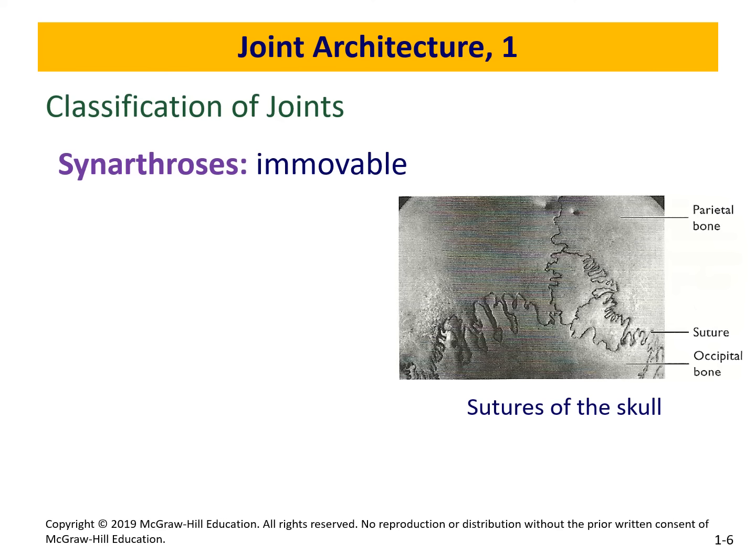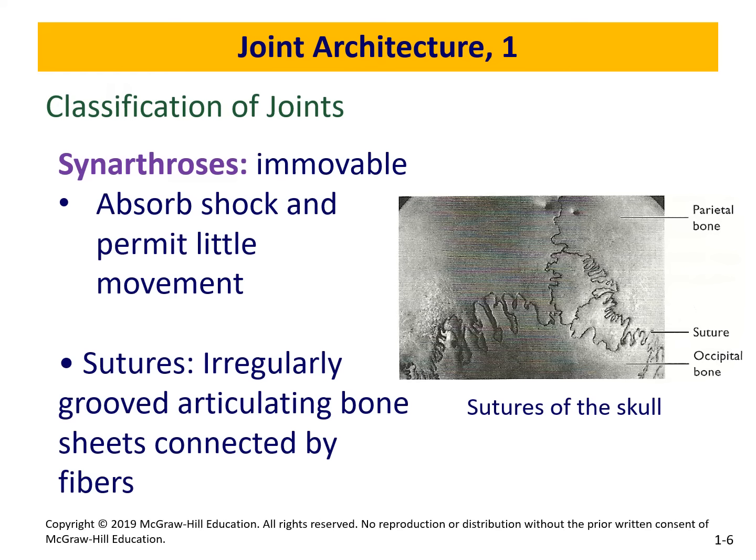We have different classifications of joints. So the first one is the synarthrosis. That's what it's called. Those are immobile joints, and you can find them actually in the skull, and their job is to absorb shocks and permit little movement. They're irregular in shape. They have grooved articulating bone sheets connected by fibers.